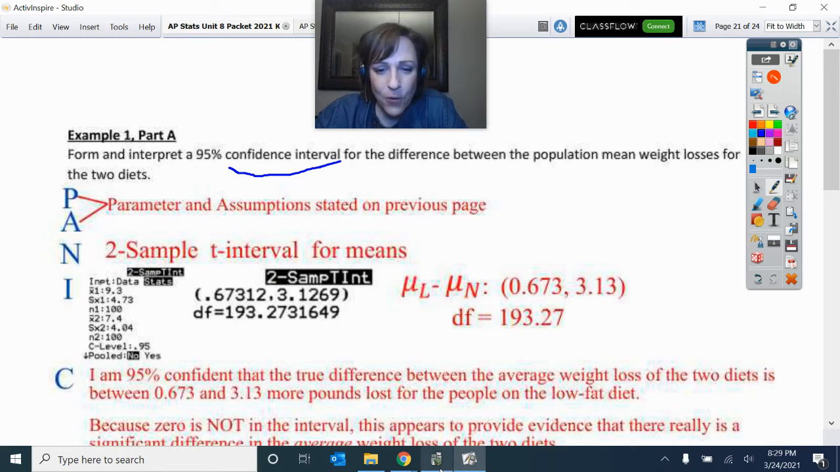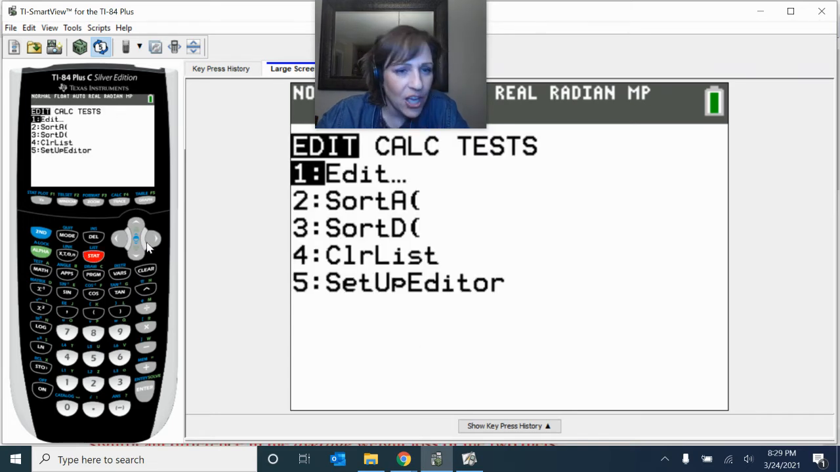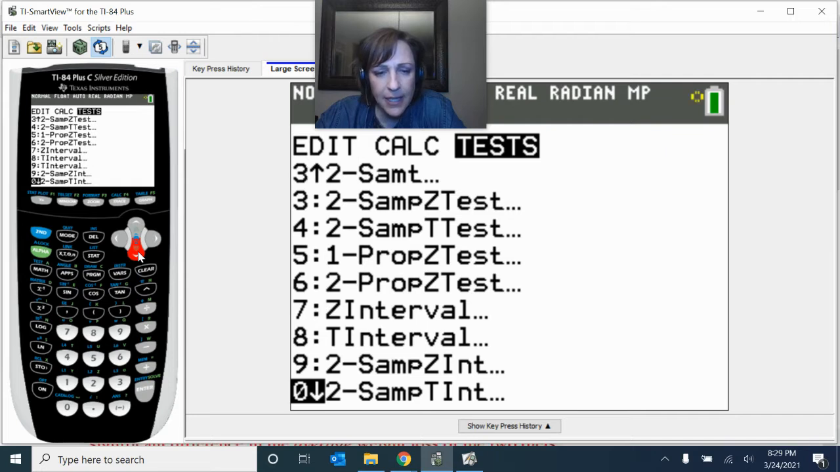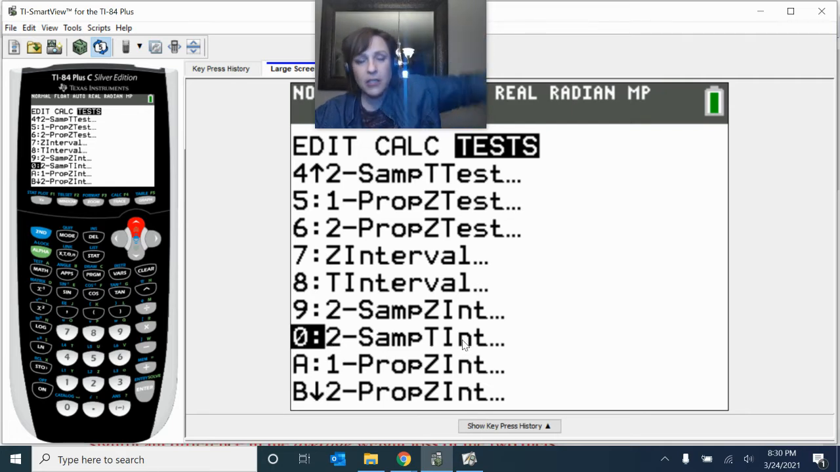All right, let's go on over here. Look, I want to do a test. I want to do an interval. So here we go. Let's try that again. Stat, over to Tests. Go on down. Tests are first. Go down to the intervals. Keep going. Here we go. 0 says 2-SampTInt. There's our interval. Okay, that's the one we want.